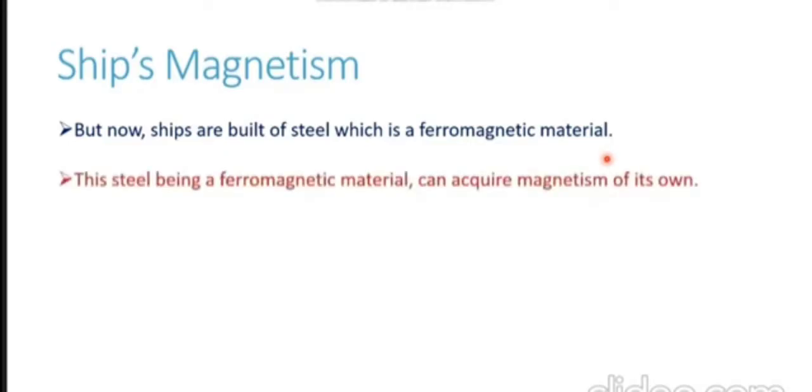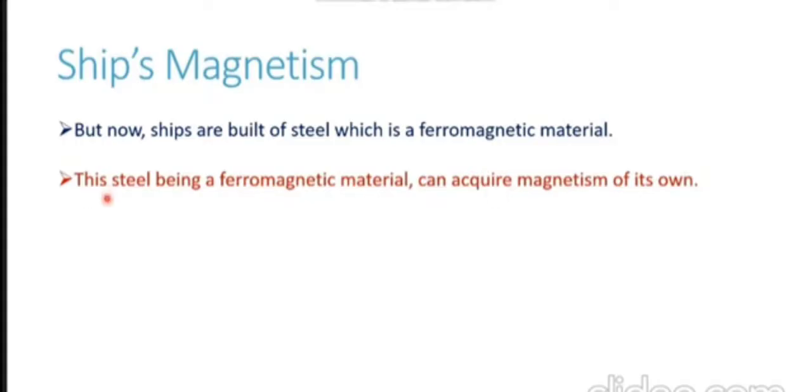But nowadays ships are being built of steel, which is a ferromagnetic material. Steel or mild steel or iron is a ferromagnetic material and it has the capability to acquire magnetism. We have seen in the previous slides that two types of magnetism can be generated in ferromagnetic substances. One is permanent magnetism, which was generated by bringing it in contact with a permanent magnet in a specific way. And the second was induced magnetism, which is generated when any ferromagnetic material comes under the effect of a magnetic field.